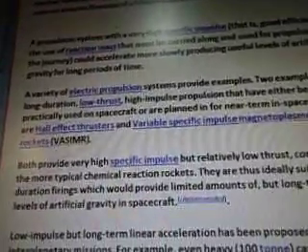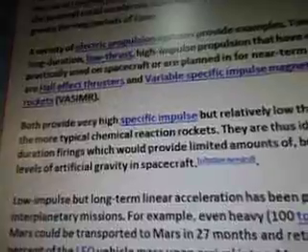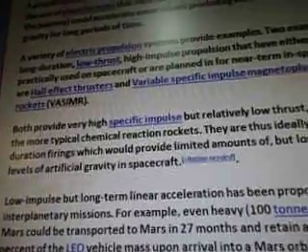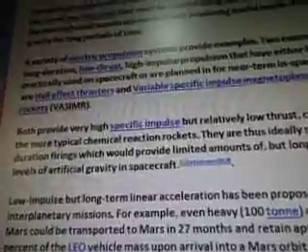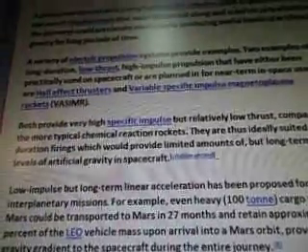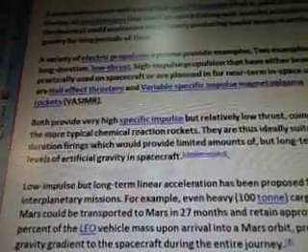Two examples of this long-duration, low-thrust, high-impulse propulsion that have either been practically used on spacecraft or are planned for near-term in-space use are Hall effect thrusters and variable specific impulse magnetoplasma rockets, VASIMR. Both provide very high specific impulse but relatively low thrust, compared to the more typical chemical reaction rockets. They are thus ideally suited for long-duration firings, which would provide limited amounts of but long-term milli-G levels of artificial gravity in spacecraft.